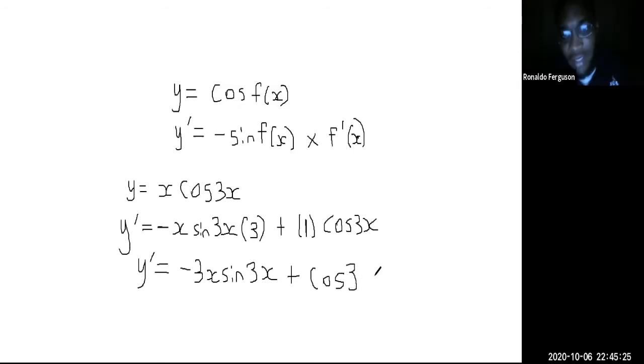Now that we have that covered, let's go ahead and differentiate tan. Differentiating tan. How do we differentiate tan?